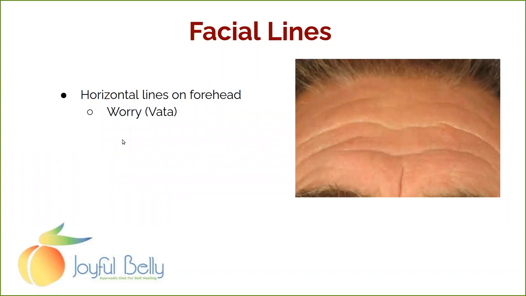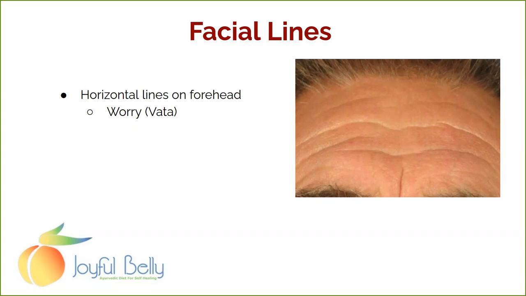Horizontal lines on the forehead indicate worry. Now, this is interesting. Again, I'm going to speculate on this. What do you notice about this person's skin? Is it thick or thin? It's thick skin. So thick skin with worry lines, almost like kapha vata, right? They have kapha type skin, but with vata worry lines. And I see this pattern a lot.